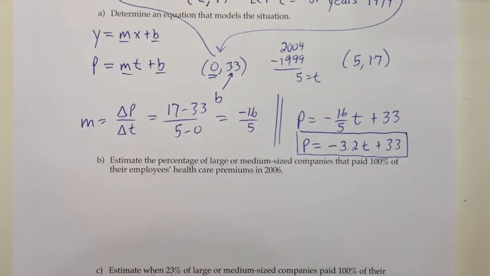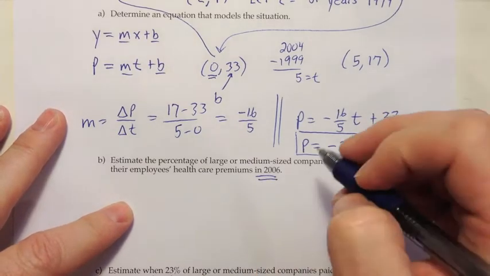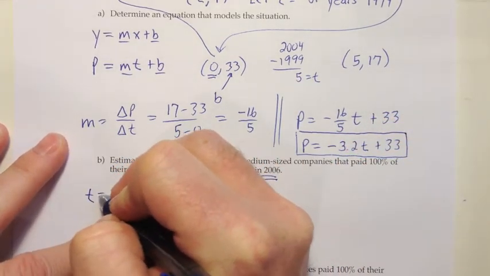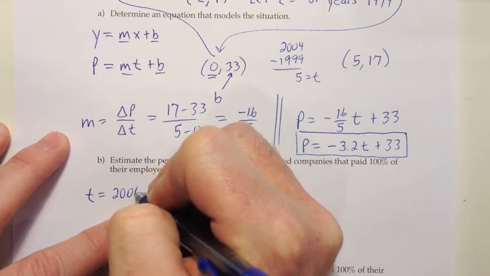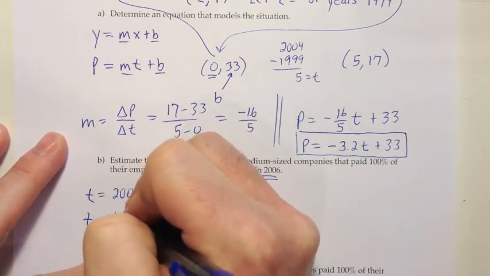Estimate the percentage of large or medium-sized companies that paid 100% of their employees' health care premiums in 2006. So this is what they're giving us. They're giving us a value of t. So t would be 2006 minus 1999. So t is equal to 7.